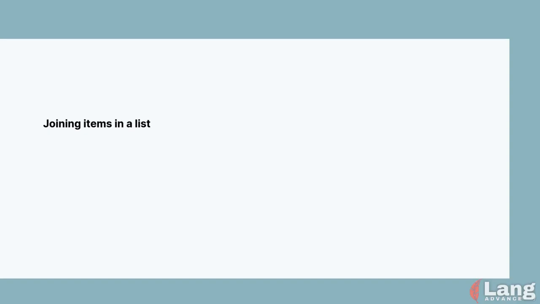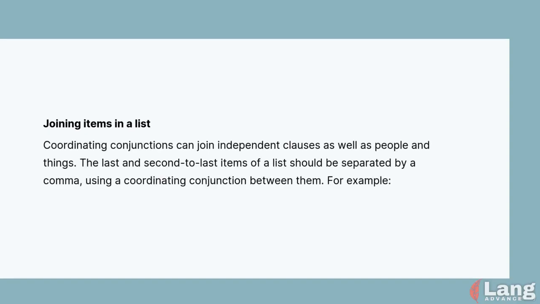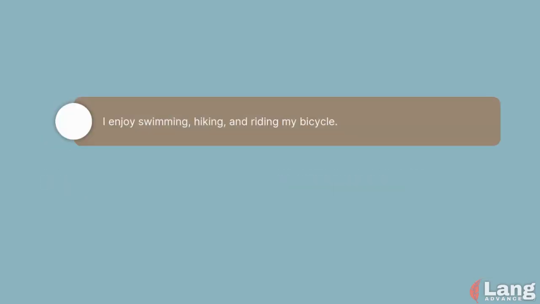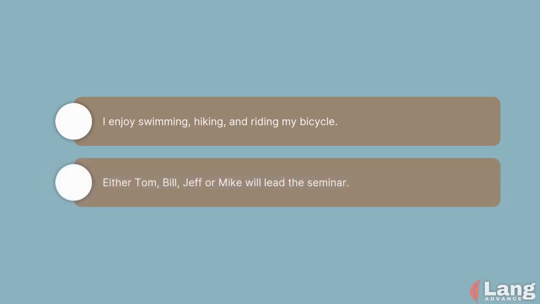Joining items in a list. Coordinating conjunctions can join independent clauses as well as people and things. The last and second to last items of a list should be separated by comma, using a coordinating conjunction between them. For example, I enjoy swimming, hiking, and riding my bicycle. Either Tom, Bill, Jeff, or Mike will lead the seminar.